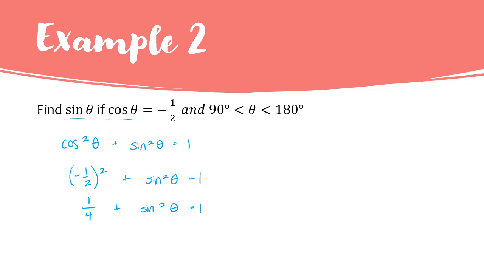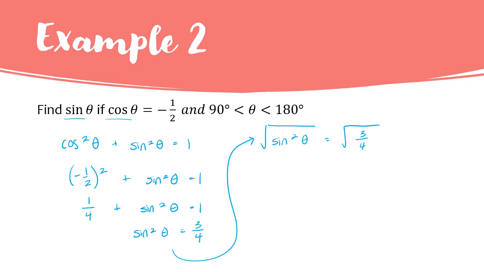Okay, so in order to solve for sine squared, or solve for sine, that is, I need to subtract 1/4 from both sides. So we'll end up with sine squared is equal to 3/4. Again, we're going to need to take the square root of both sides. Maybe we'll do that over here. The square root of sine squared is equal to the square root of 3/4. So that tells me sine is equal to the square root of 3/4.